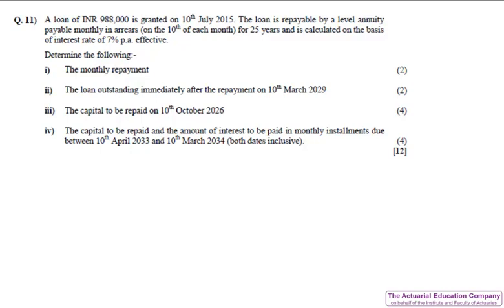First of all, we need to calculate the monthly payment. So solving the equation of value, we're told that the loan is 988,000, and that's repaid over 25 years, monthly in arrears, and if I use M for the monthly payment, then our total annual payment is 12M, and we're calculating this at 7% per annum. Given that it's only 2 marks, we're going to have to make use of the tables, and you'll get a value of 6,848 to the nearest rand.